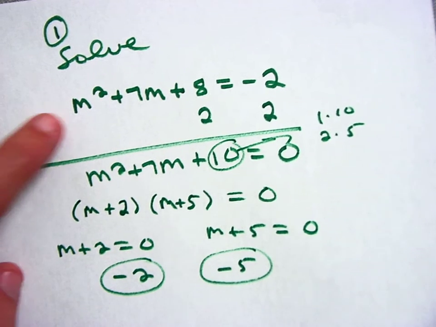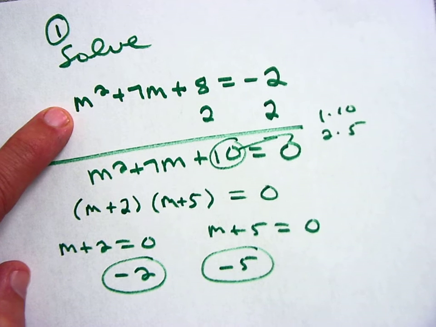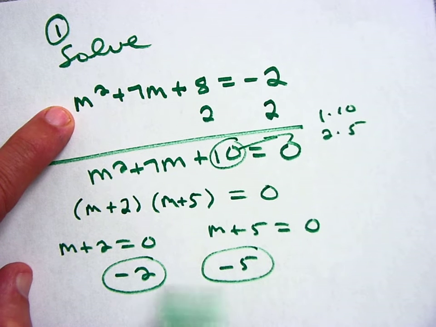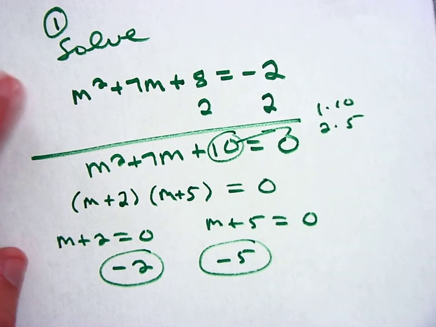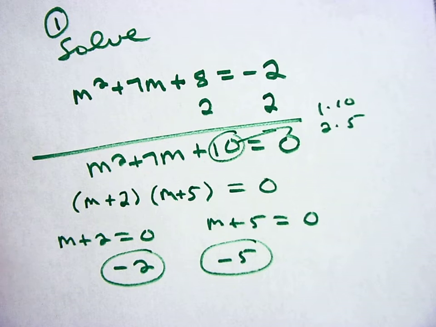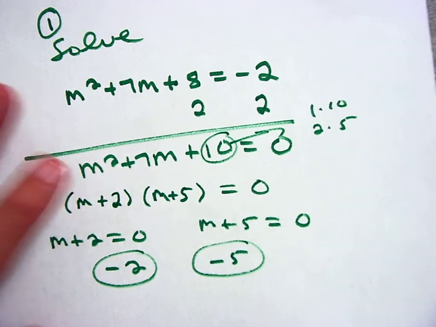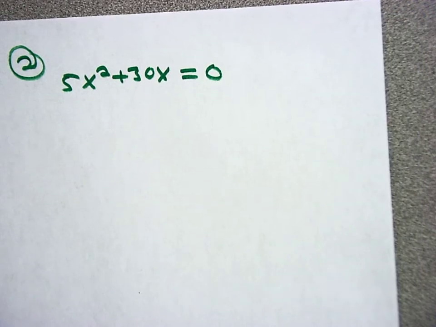If you were to graph this parabola, it would hit the x-axis at -2 and -5 because those are the solutions of the quadratic. All right, don't forget, to solve a quadratic, you've got to set it equal to 0. All right, let's try another one.